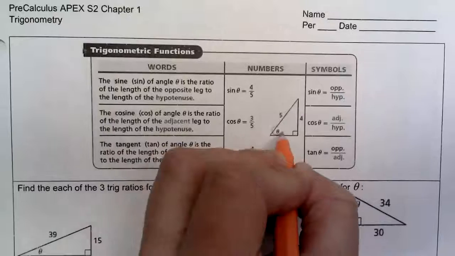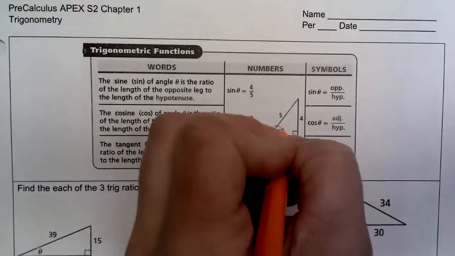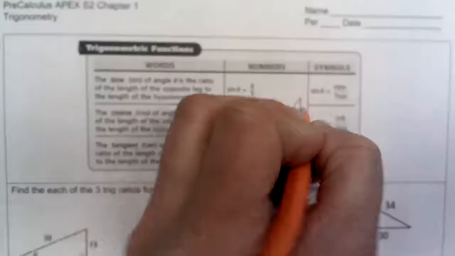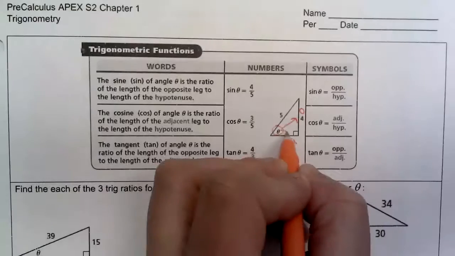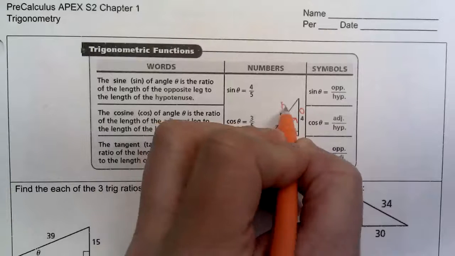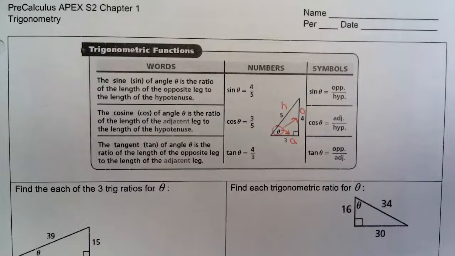So remember, I always like to circle my angle that I'm talking about. And then across from that is always my opposite. My adjacent is the one next to it. And my hypotenuse is always going to be across from my right angle, and it's also always my longest side.